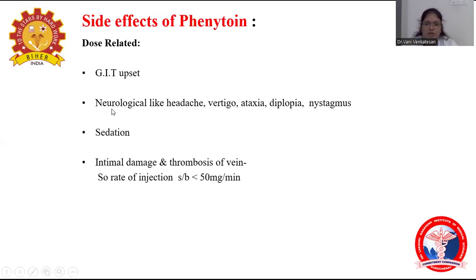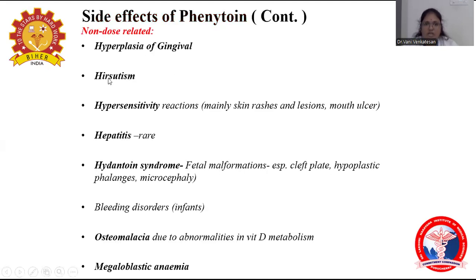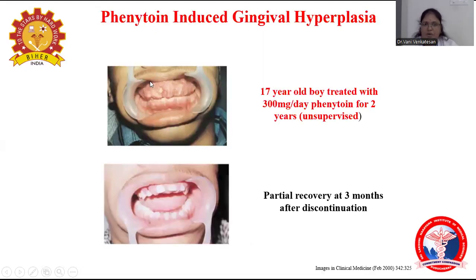Adverse effects include GI and neurological effects like headache, vertigo, ataxia, diplopia, nystagmus and sedation. Intimal damage and thrombosis of the vein can be seen with IV administration at a rate of more than 50 milligrams per minute. Other effects include hyperplasia of the gingiva, hirsutism, hypersensitivity, and hydantoin syndrome. This is seen when a pregnant female consumes phenytoin. It can cause hypoplastic phalanges and microcephaly. Bleeding disorders are commonly seen in infants. Osteomalacia due to abnormalities in vitamin D metabolism and megaloblastic anemia are also seen.